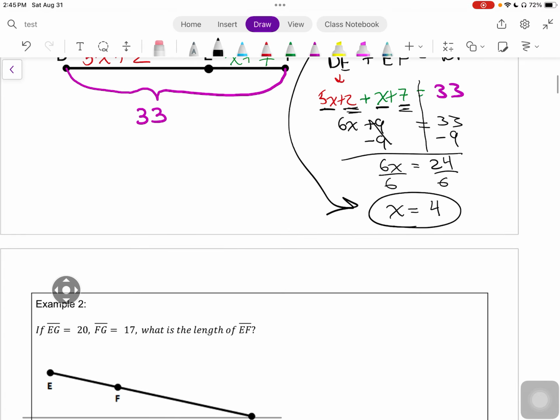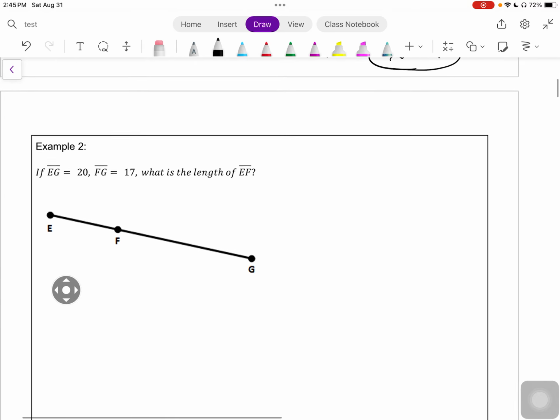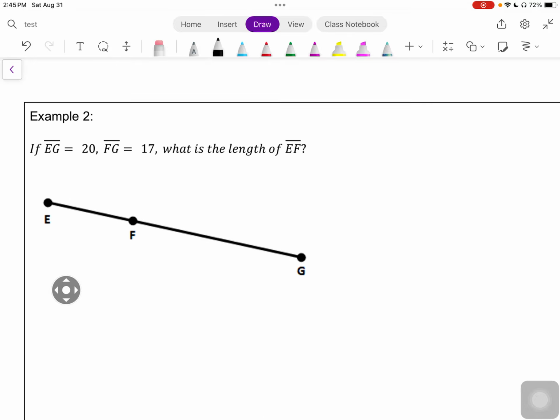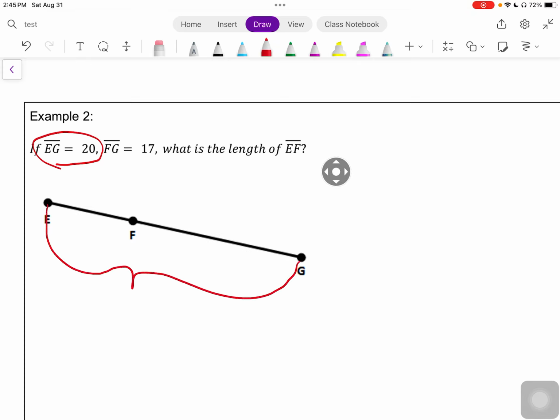Now, moving on to example 2. This one doesn't have any algebra in it. Hopefully it's a little bit easier. So again, we have E to G is 20, F to G is 17. What is the length of E to F? So again, I would go back and label E to G is 20. In this case, it's going to be this whole piece here is 20. F to G is 17. It's going to be this side here.